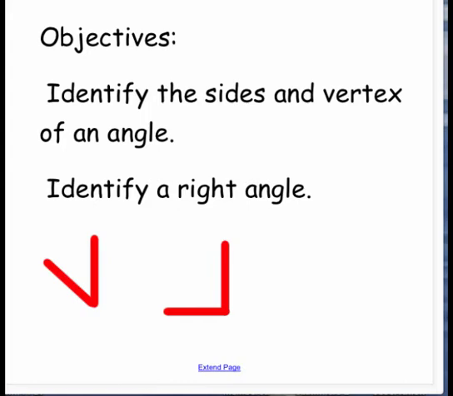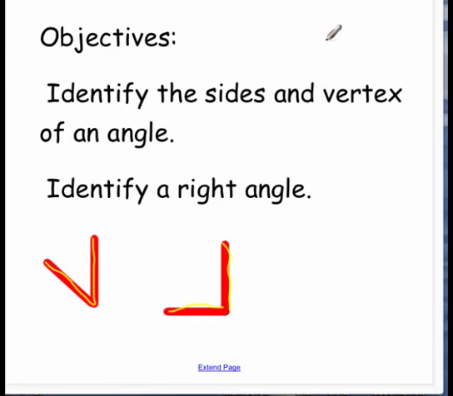All right, let's go back to our objectives for today's lesson. We wanted to be able to identify the sides and vertex of an angle, and we wanted to identify a right angle. So take a look at the pictures that I have down below. There are two different angles. First thing I want you to think about is, where are the sides? If you said that the sides are here and here, you would be correct. And on this angle, we have one here and here. Those are our sides or our edges of our angle.